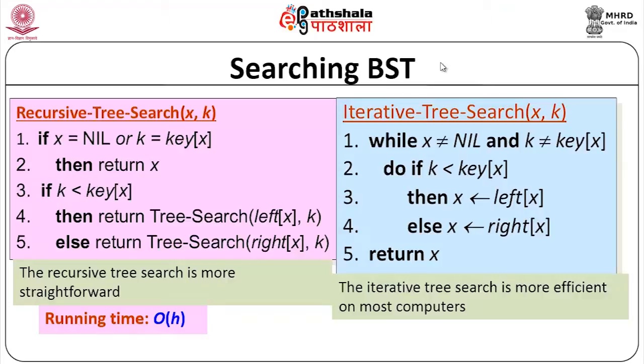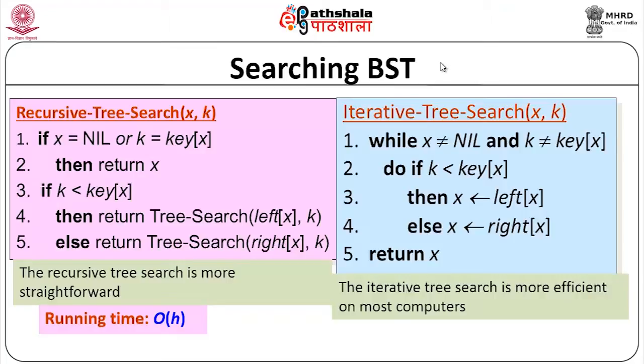The recursive tree search is more straightforward to understand, because what you are doing is you look at the root. If it is equal, give it out; if the tree does not exist, give null; if not, then you check whether it is less than or greater than. If it is less than, you call tree search with the left subtree; if it is greater than, you call tree search with the right subtree. So, that is it in the recursive version.